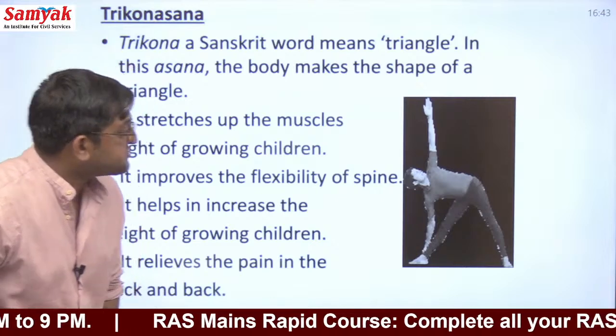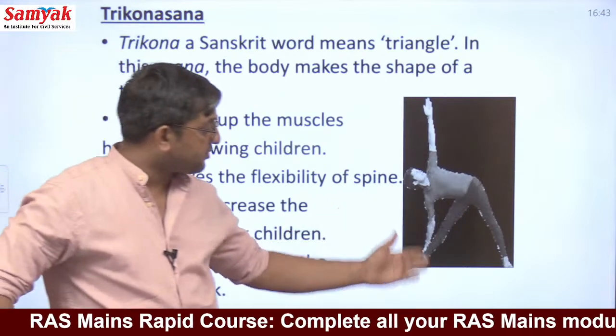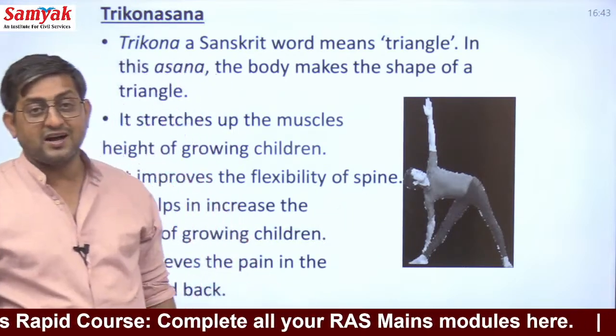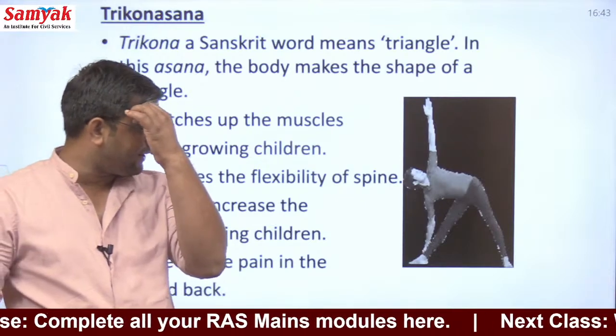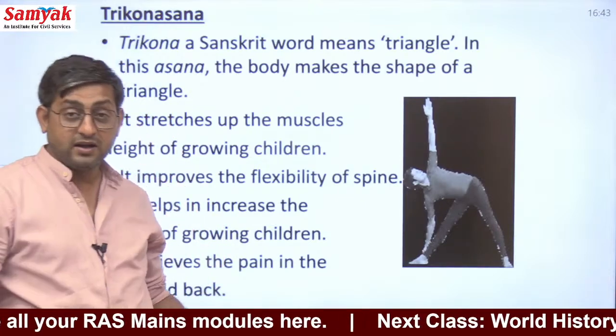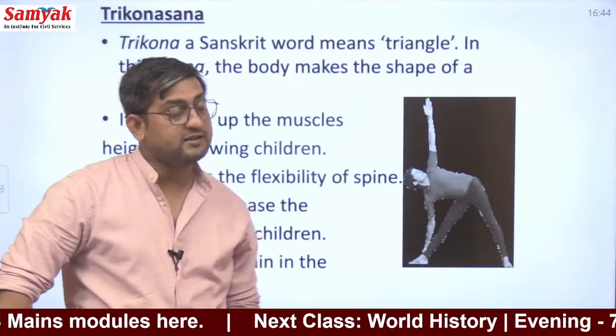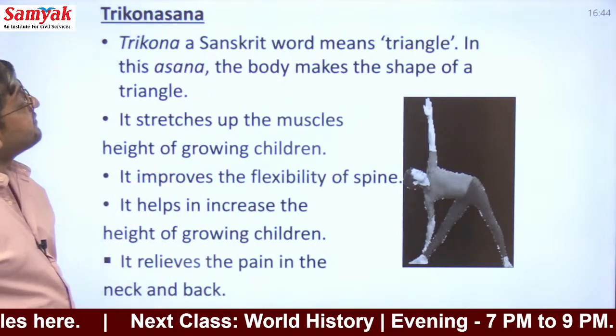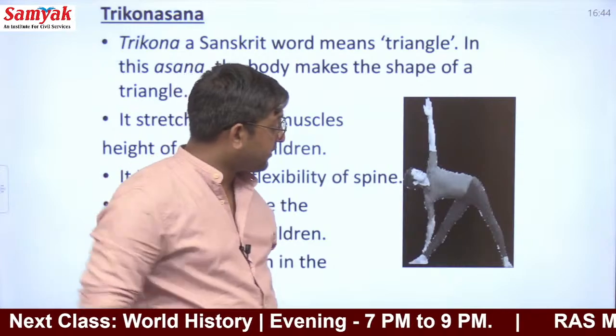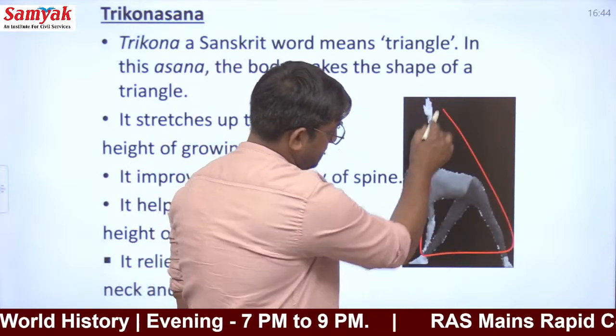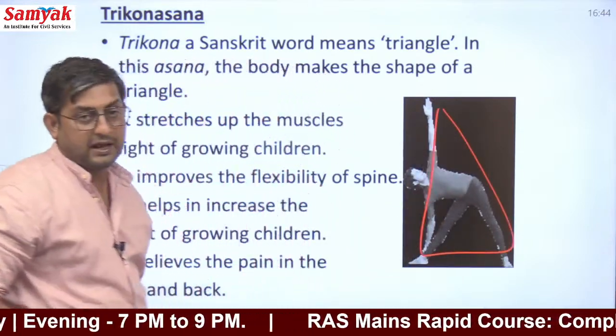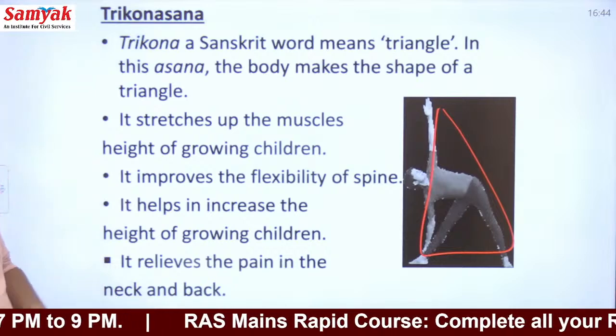Similarly, we have the Trikonasana. This is the angle of the Trikonasana. In Trikonasana, we bend forward and raise one hand towards the upward direction and one hand touching the feet. Trikon means triangle, so this is how you try to make a triangle. You will try to create a triangle out of your body. Okay.